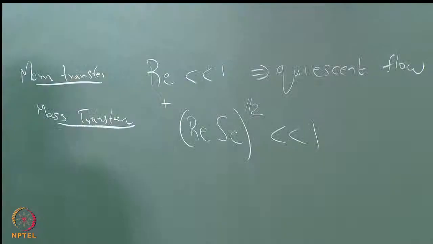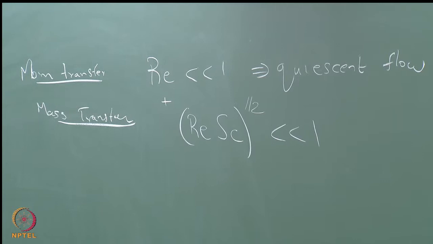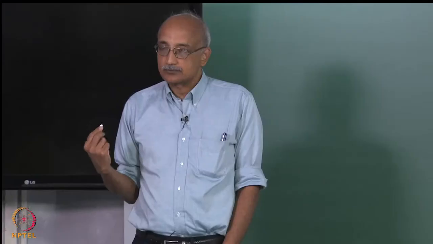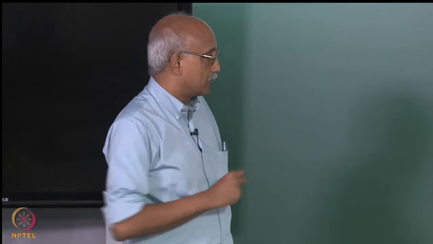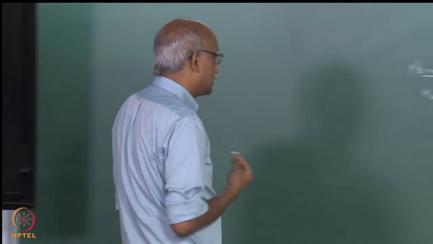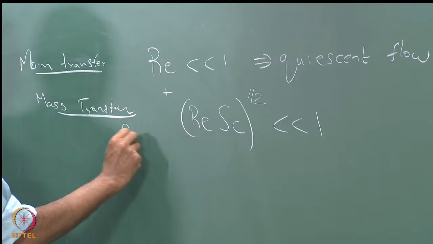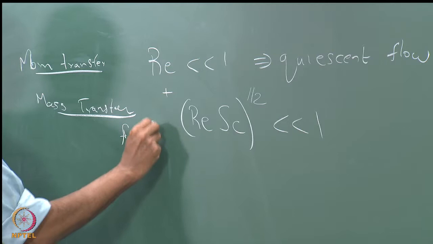Another way to think about it is, even if you have a flow that is quiescent in nature, if the mass transfer conditions are such that the Schmidt number is very high, then it is possible that you could violate the quiescence criterion. So, you have to really take the multiple of Reynolds number times Schmidt number, the square root of that has to be much less than 1. Now, this is the case where forced convection dominates.